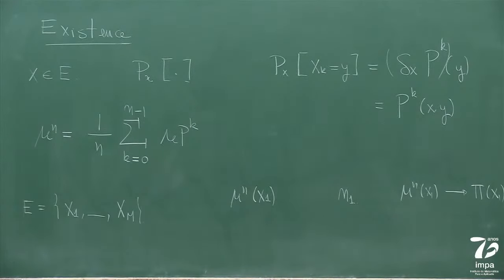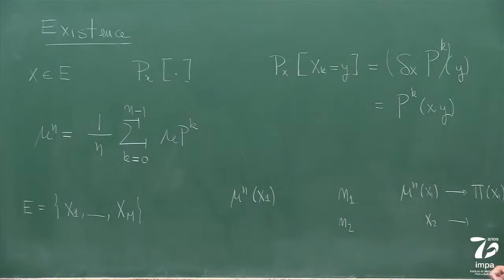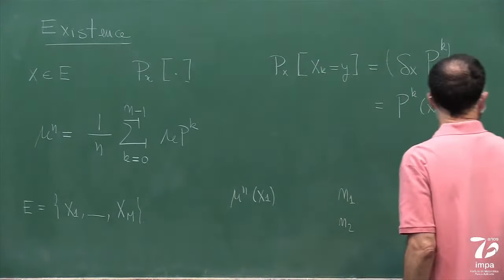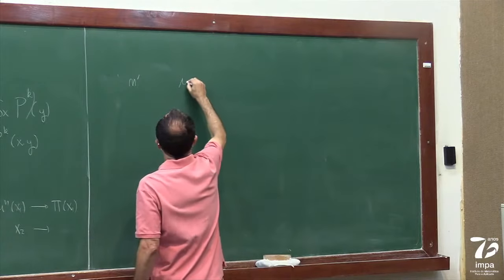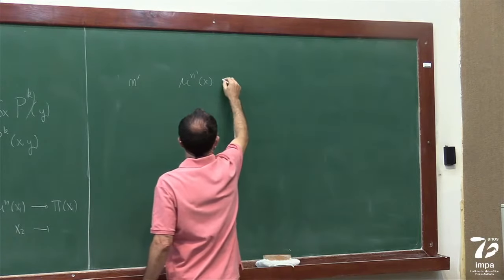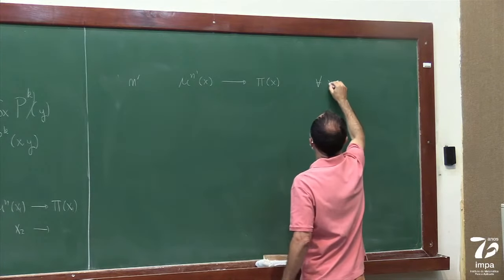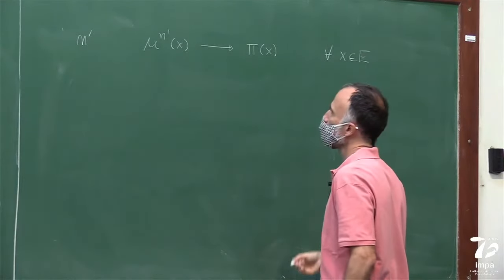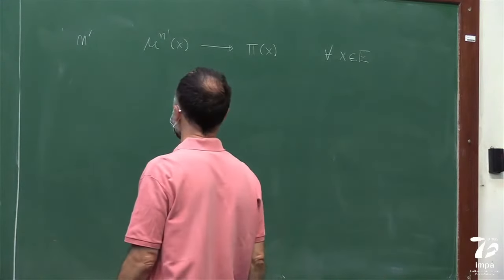Okay. Now, once I get this subsequence, I extract a further subsequence for which at x2 you also converge. And I go further, so at the end, since this set is finite, what I get is that I can find a subsequence n prime such that mu n prime of x converges to a limit which I will represent by pi of x. And this is for all x in E. Okay? So this is just using the compactness of the interval [0, 1].